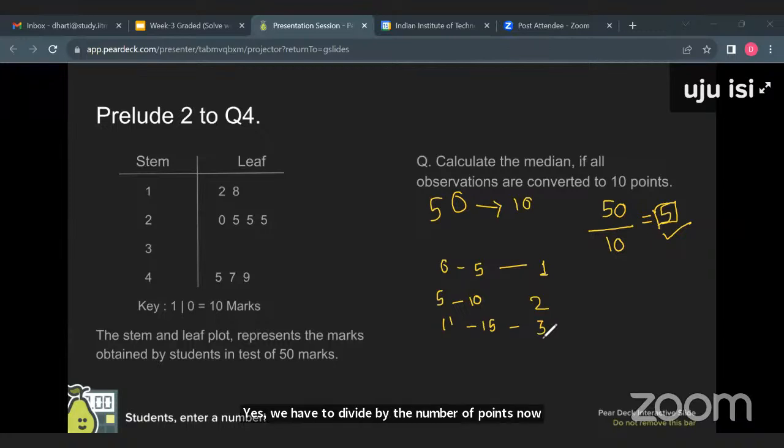Ma'am, if someone is scoring 35, how many points will you allot them? 3.5, ma'am. Why 3.5? 4 points. You have to check the interval: in which interval will this 35 fall? How will you calculate that? Okay, my answer was in points. Got it, ma'am.